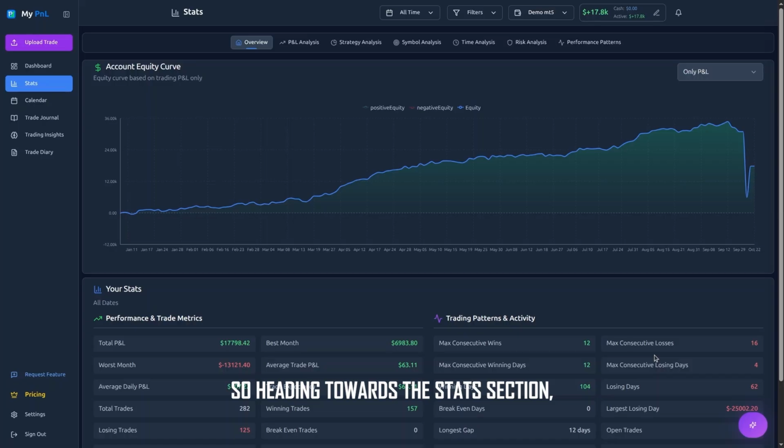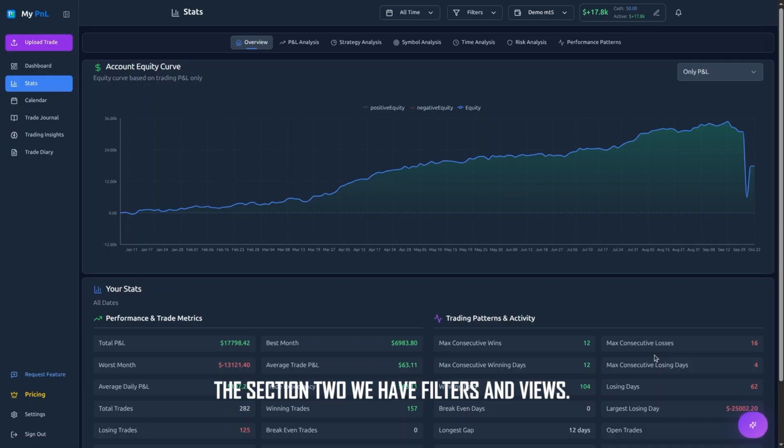So heading towards the stats section, at the right at the top we have the account equity curve. This graph shows how your account has grown or dropped over time based purely on your trading PNL. You can hover over any date to see your exact equity value on that day. The blue line represents the total equity, while the shaded region helps you quickly visualize positive and negative performance trends.